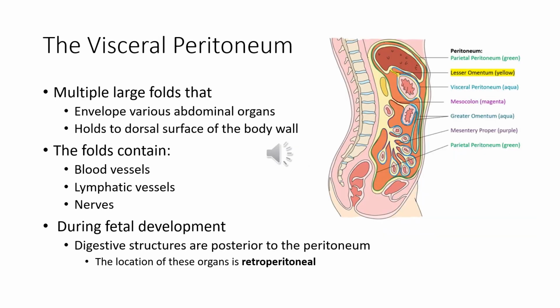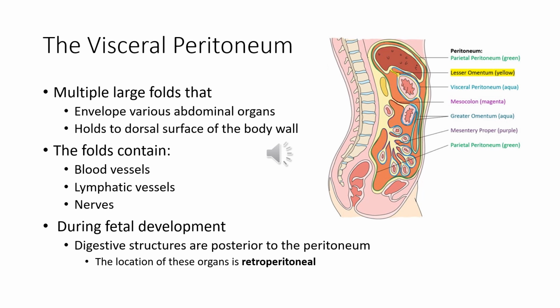Let's look further into the visceral peritoneum here. We can see it outlined in a side profile in the figure. The visceral peritoneum includes multiple large folds, as we see here, that envelope various abdominal organs. It holds them to the dorsal surface of the body wall. Within these folds are many blood vessels, also lymphatic vessels and nerves that innervate the organs with which they are in contact, supplying their adjacent organs. The five major peritoneal folds are described in the next chart.